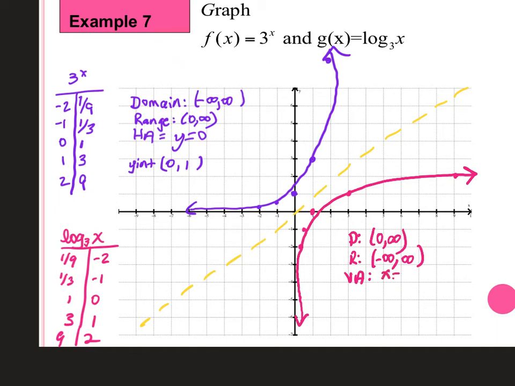X equals, very good. X equals 0. Good, Kennedy. And then instead of a y-intercept, what am I looking for? The x-intercept. Where does this graph cross the x-axis? At 1, 0. Very good.